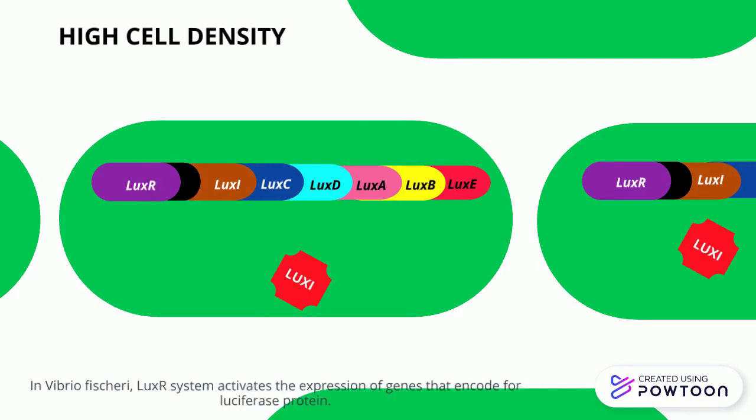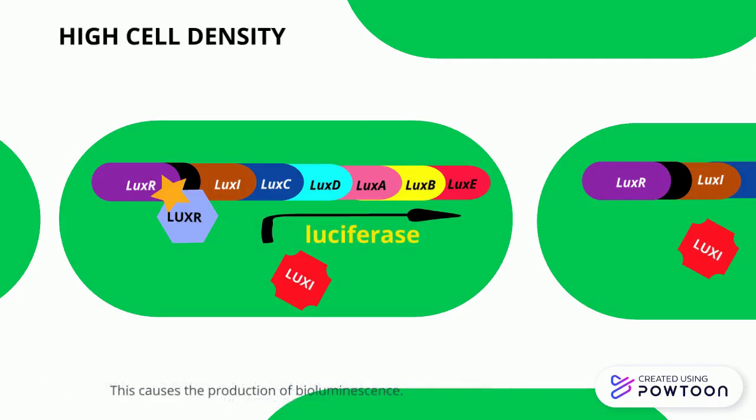In Vibrio fischeri, the Lux-R system activates the expression of genes that encode for luciferase proteins. This causes the production of bioluminescence.